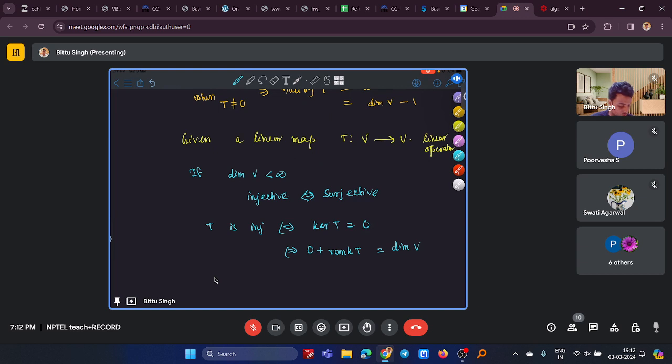So from here you can see that rank T is the same as dimension of V, that is dimension of the codomain, because codomain and domain are the same for this case. And this will imply that T is surjective, right? Those are two important facts.